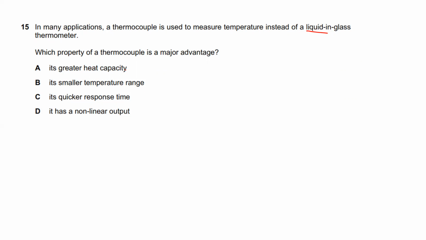So it has a greater heat capacity. I mean, it depends upon the liquid or the material we are using. So it doesn't matter. The smaller temperature range, again, both of them don't give any applications in that. So it has a quicker response time. Yes, the thermocouple is much faster compared to a liquid in glass thermometer. It has a non-linear output. I mean, everybody wants to use a linear device or linear equipment. So answer C is the best case scenario we have at the moment.